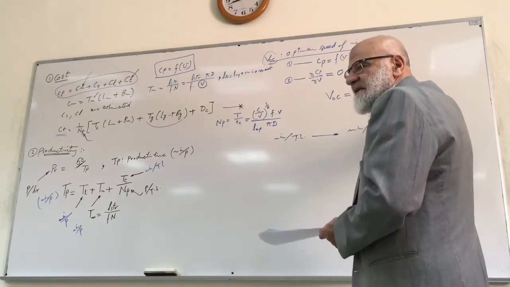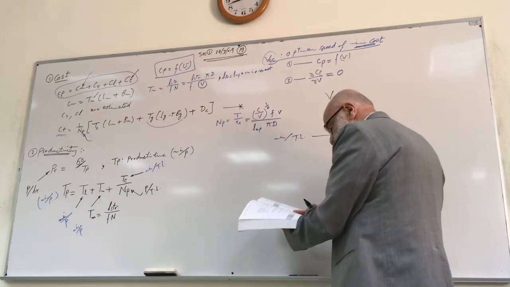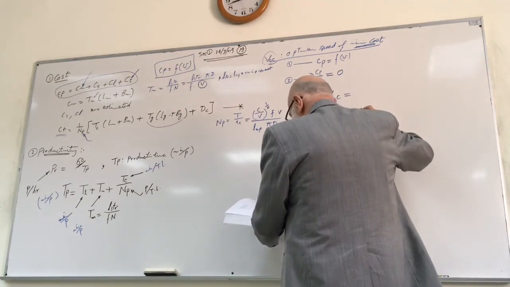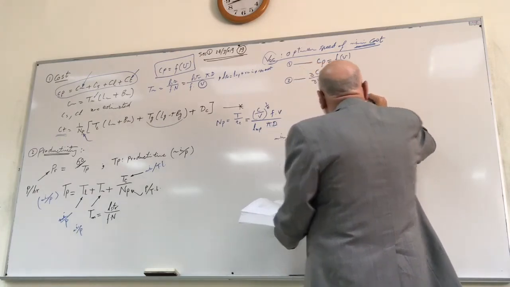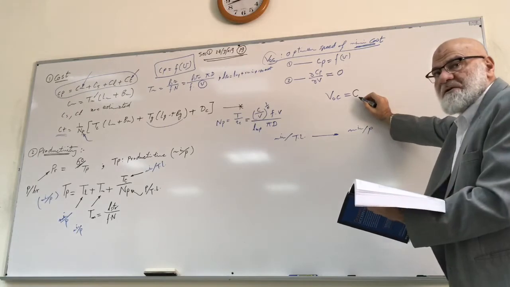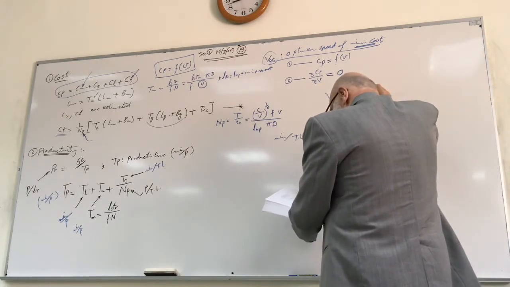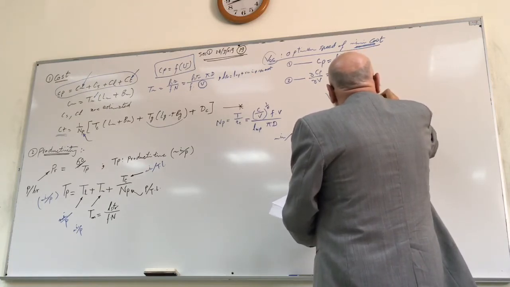Equation 54. Here, C is the constant of the tool life. Multiply V, N divided by 1 minus N.